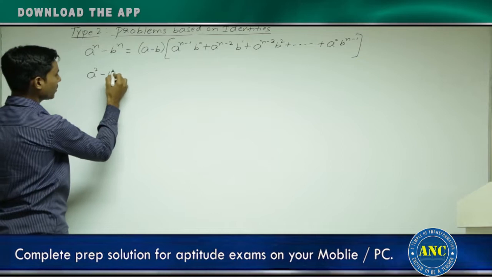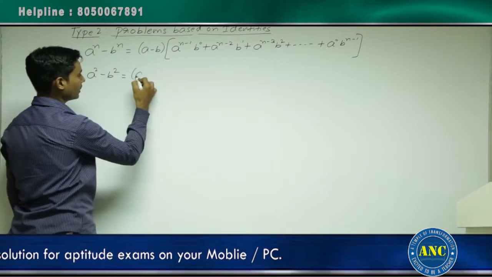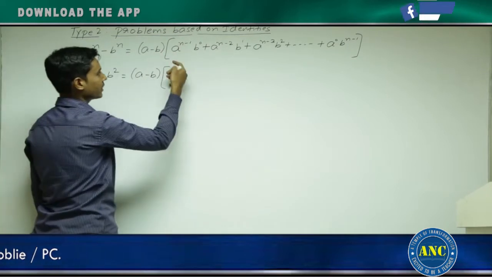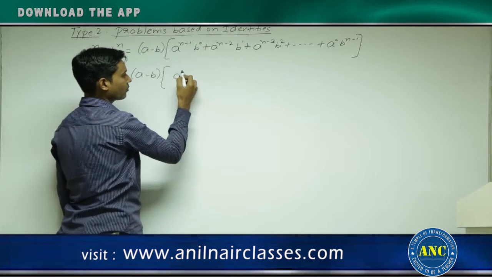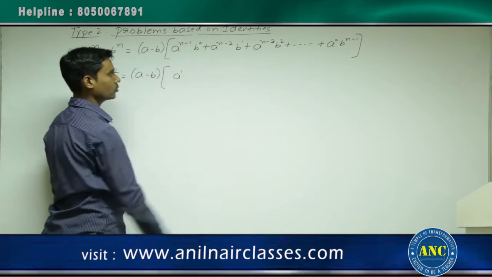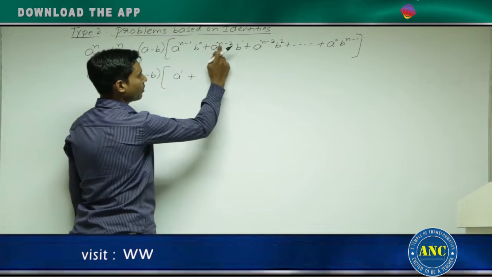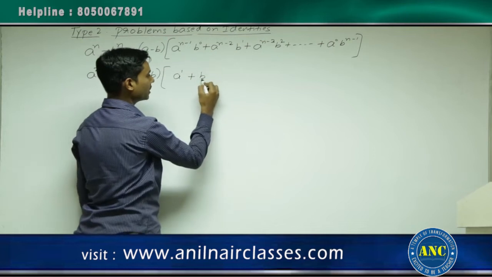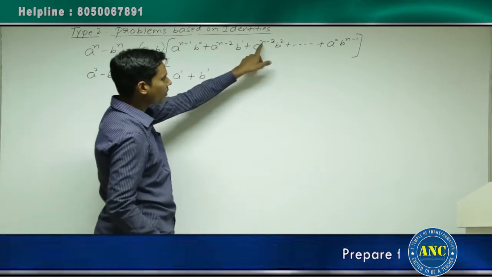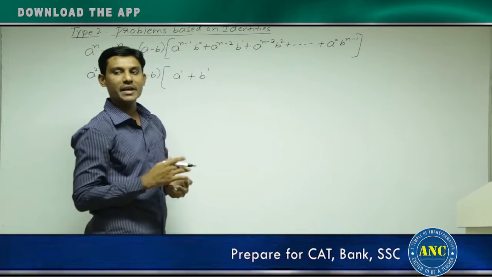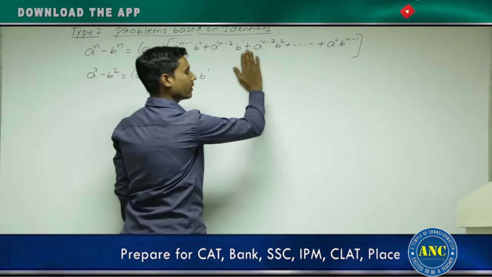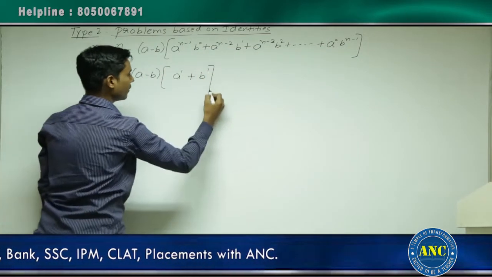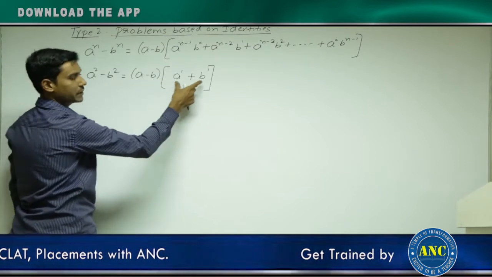Suppose you want to find a square minus b square. a square minus b square is (a minus b) into, n value is 2 now, right? Substitute here. a power 2 minus 1 is a power 1. b power 0 is 1, plus a power 2 minus 2. a power 2 minus 2 is a power 0, that is 1. 1 into b power 1 is b power 1. Next, a power 2 minus 3 is a power minus 1. Whenever you get a negative power, from that part onwards, ignore it. That means a square minus b square is nothing but (a minus b) into (a plus b).